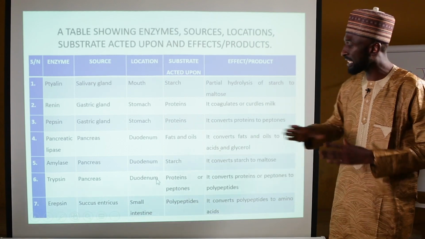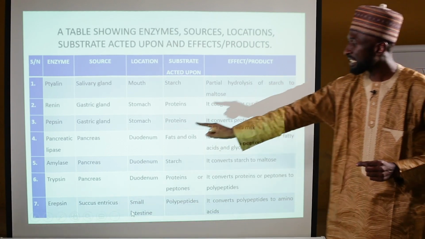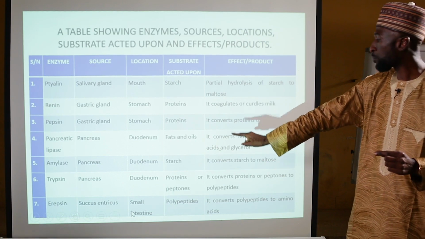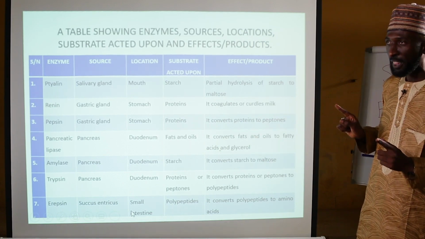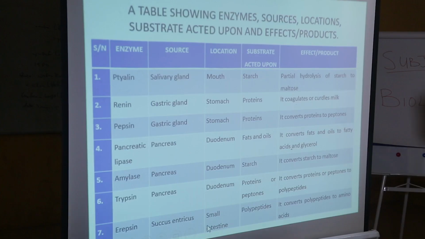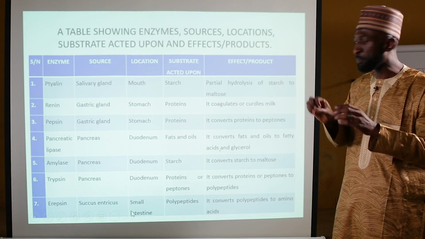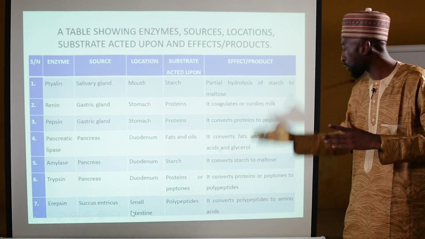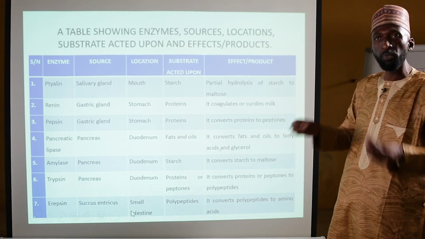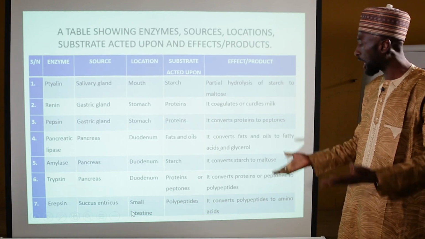So if you look at this table, you discover that trypsin will convert proteins to peptones, and it has done its function. Now, erepsin will take over from that process. When proteins are converted to peptones, that is still not the form by which the body can utilize the protein. They still need to be further broken down. And that takes place by the erepsin. So it picks those polypeptides and converts them into the simplest form of protein, known as amino acids.